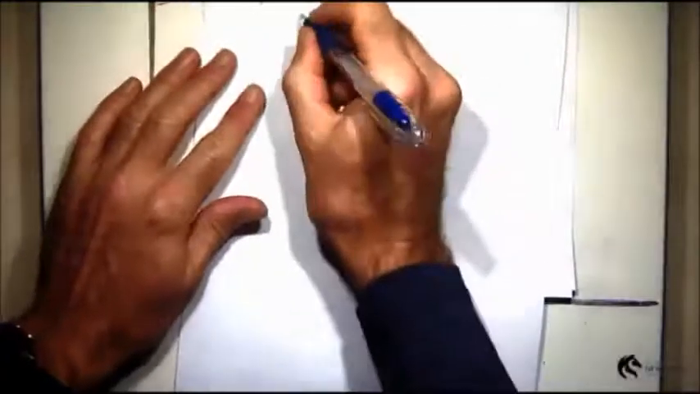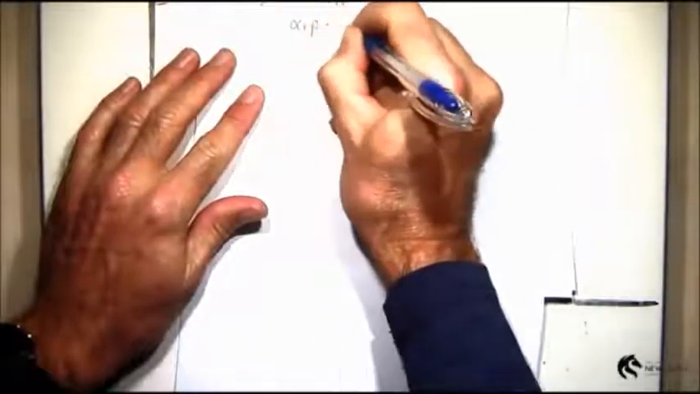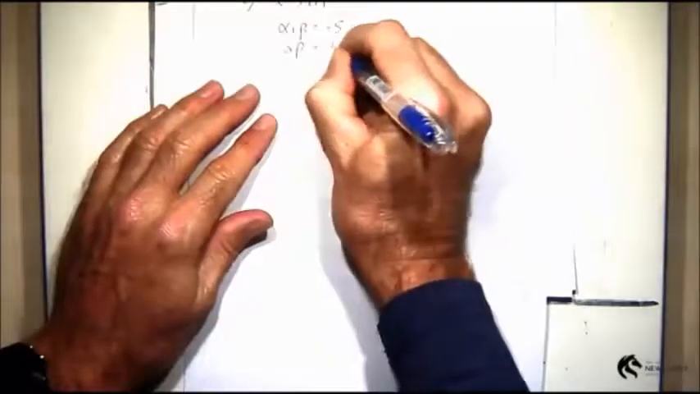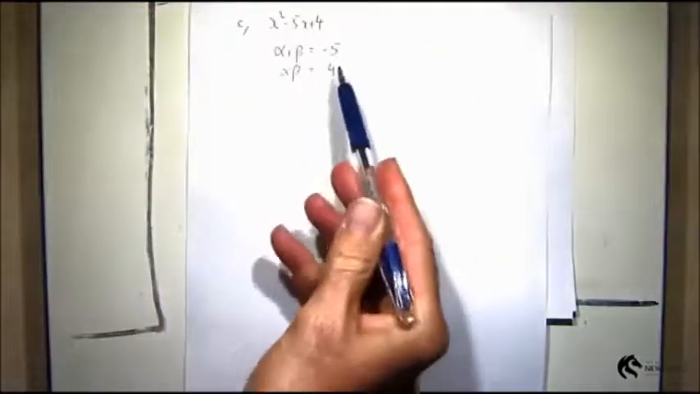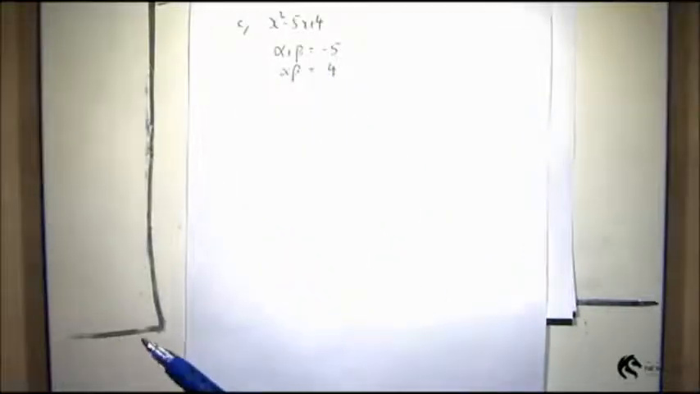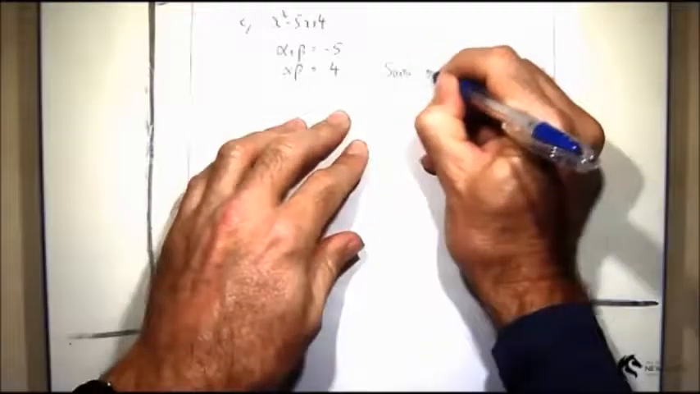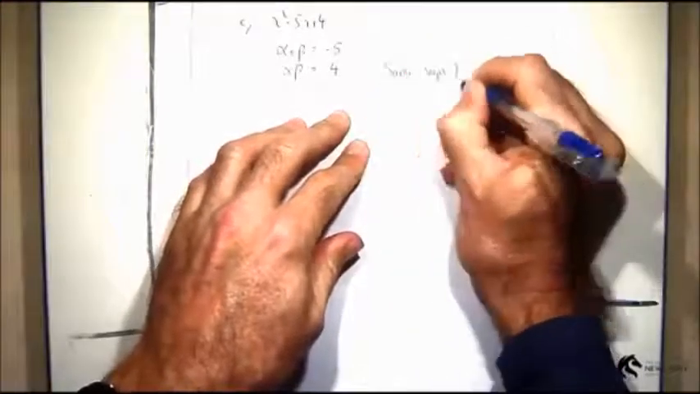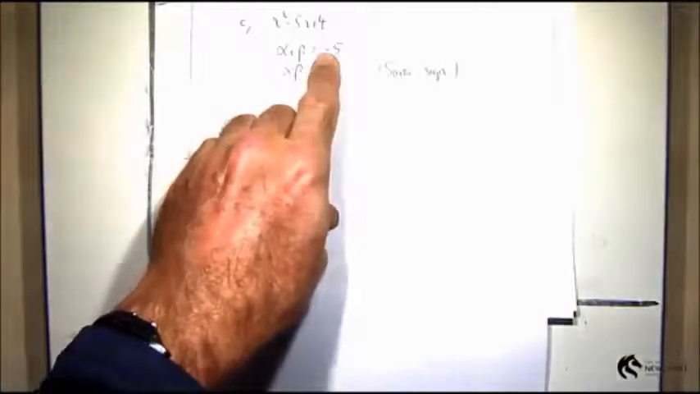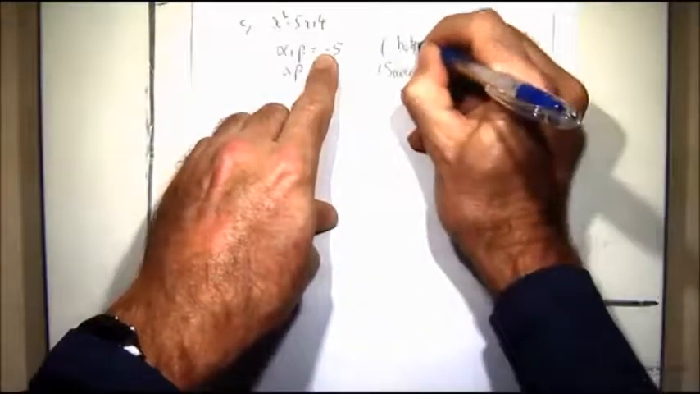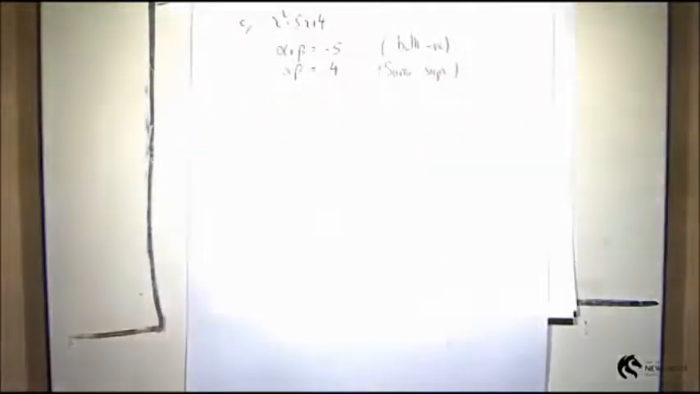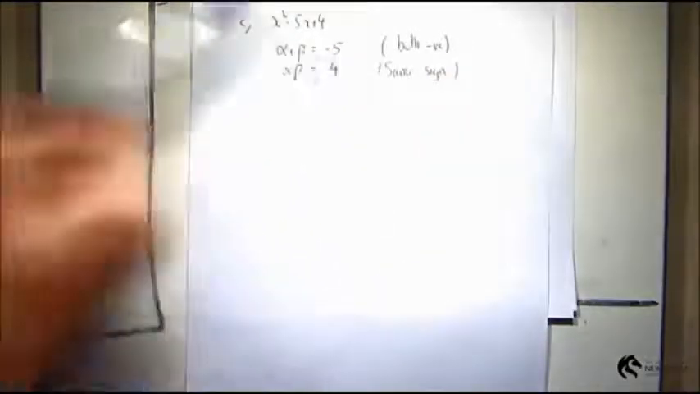So, alpha plus beta is equal to -5. Alpha times beta is equal to +4. Now, alpha times beta is positive. That tells me alpha and beta have the same sign: either both positive or both negative. The fact that alpha plus beta is negative says they're both negative. So I'm looking for two numbers, both negative, that multiply to +4 and add to -5.